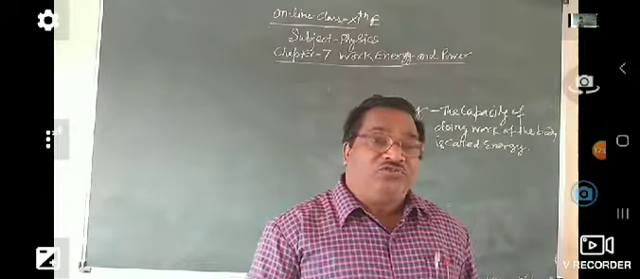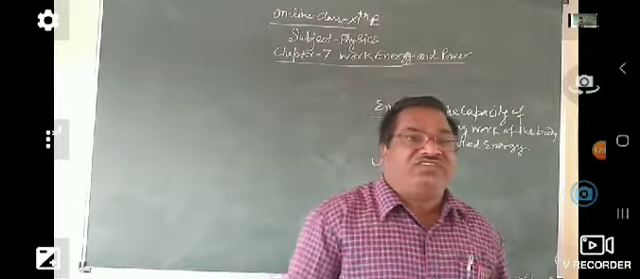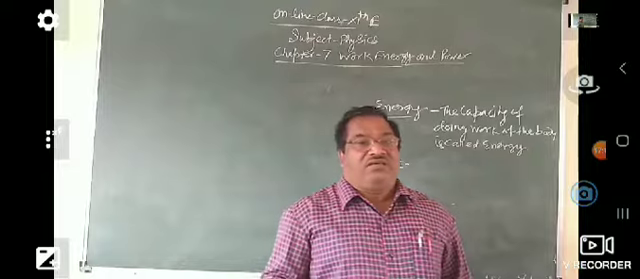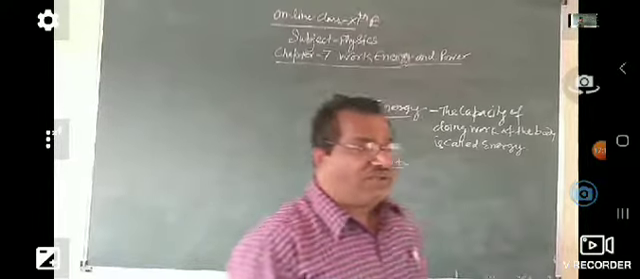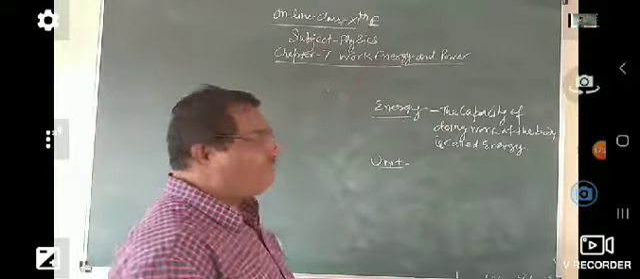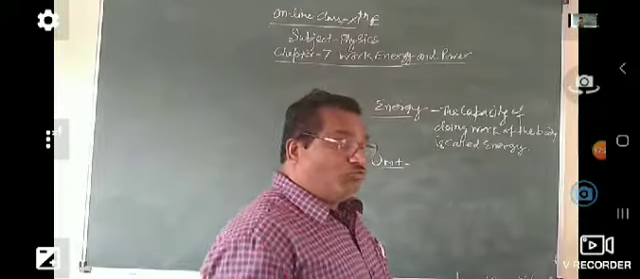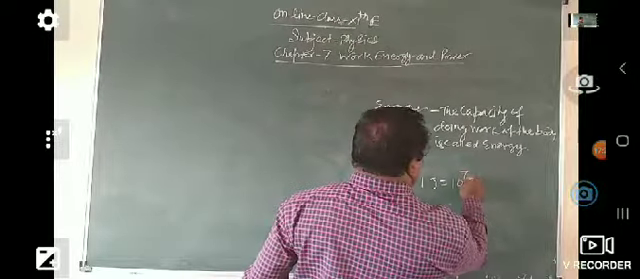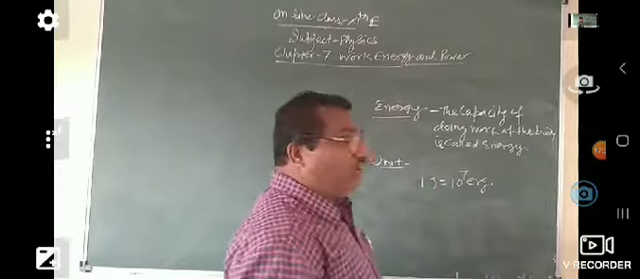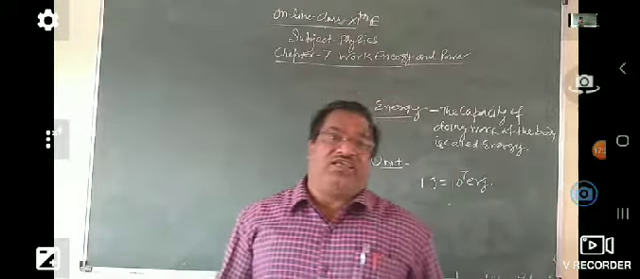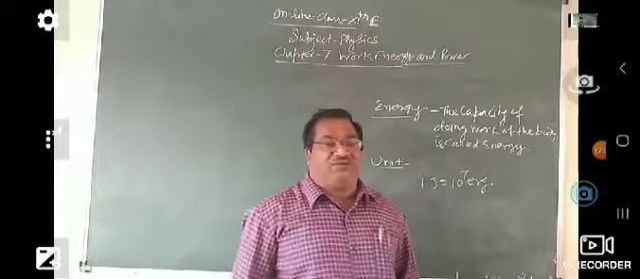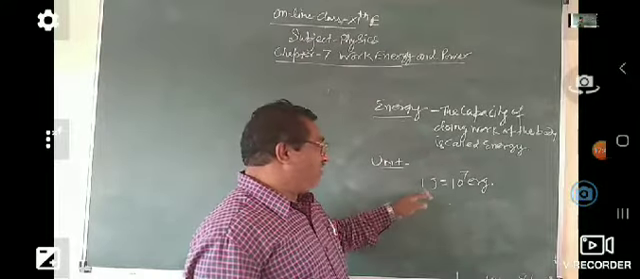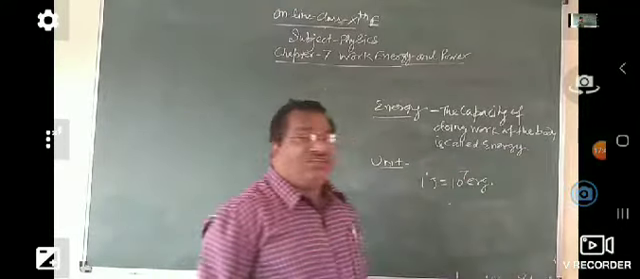So here the unit of energy in MKS is the joule, and the unit of energy in CGS is the erg. We know the relationship between the joule and erg: 1 joule equals 10 to the power 7 erg. So we can convert 1 joule of work in the MKS system to the CGS system, where the unit of work is the erg, with this conversion: 1 joule equals 10 to the power 7 erg.